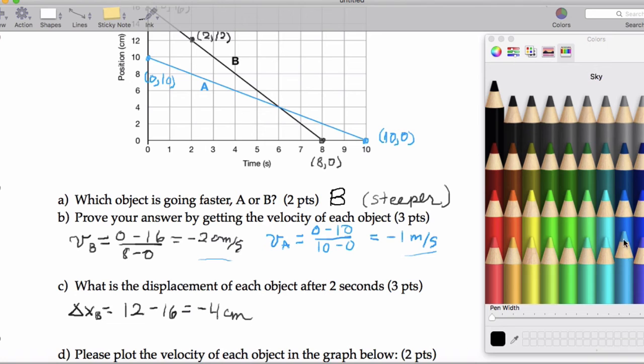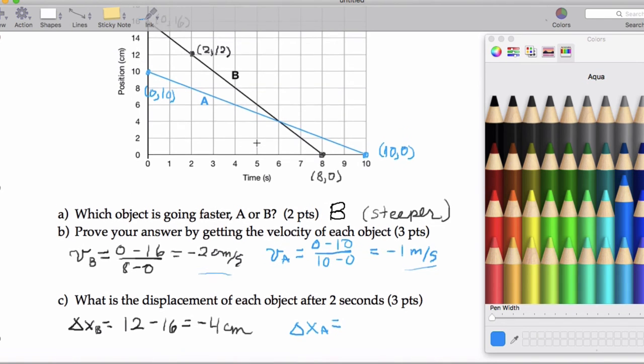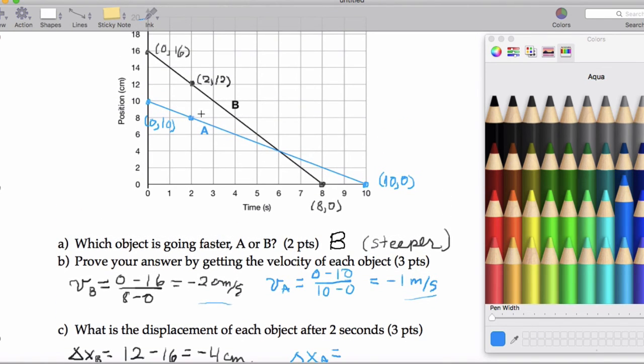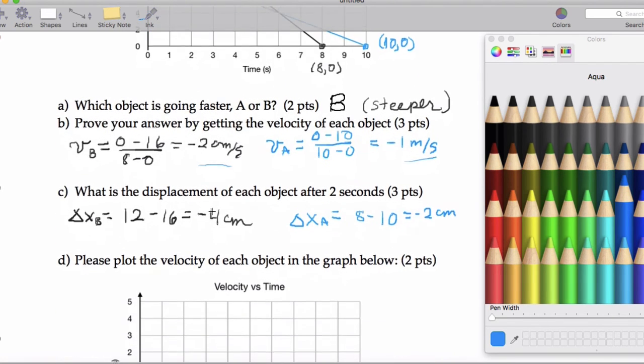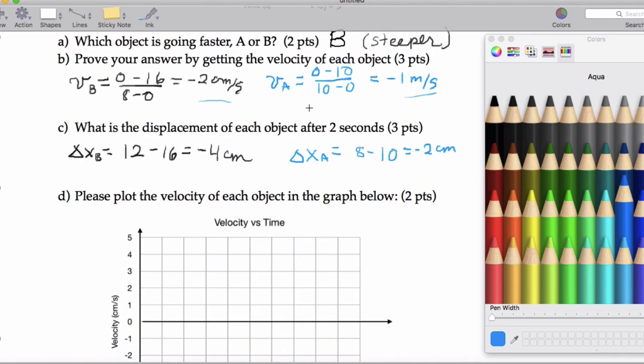And then for object A, let's get its displacement. So at 2 seconds, the object is at 8 centimeters. And so what we're getting is XA is going to be 8 minus 10, which is negative 2 centimeters of displacement. Now we're going to go ahead and plot the velocity of each object below.